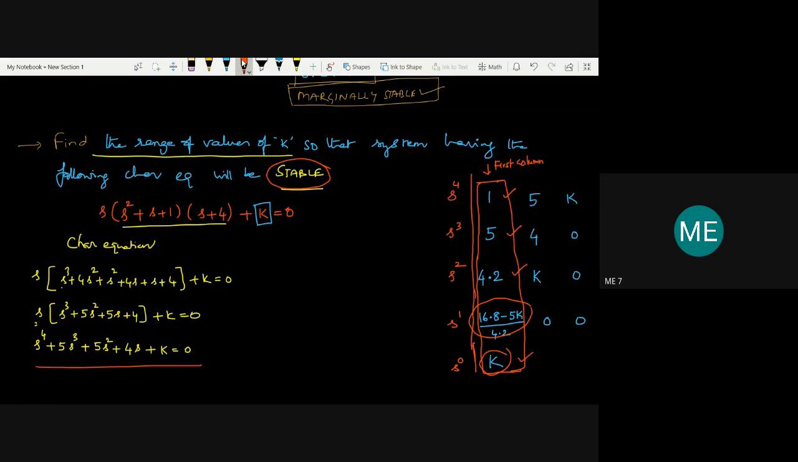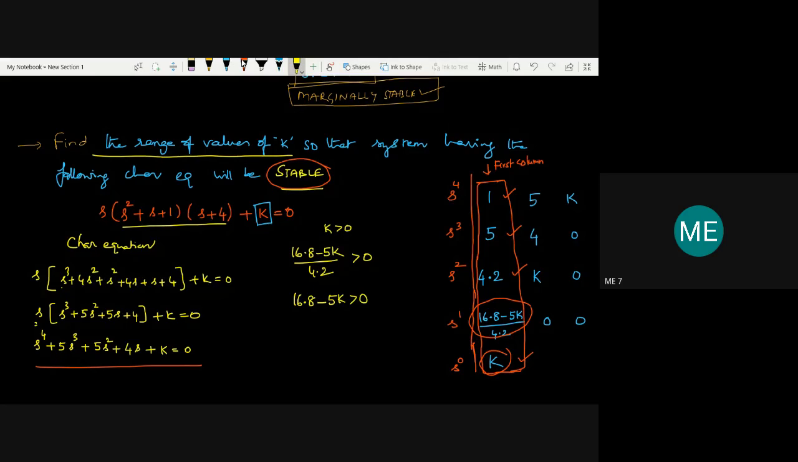Then only we can say the system is stable. So here, if I want to have the same sign, this should be greater than 0 and this should be greater than 0. So what range can I write now? 16.8 minus 5k divided by 4.2 should be greater than 0. Of course k is greater than 0 from the last condition. From this inequality, if I take the 4.2 to that side, I'll get 16.8 minus 5k is greater than 0.